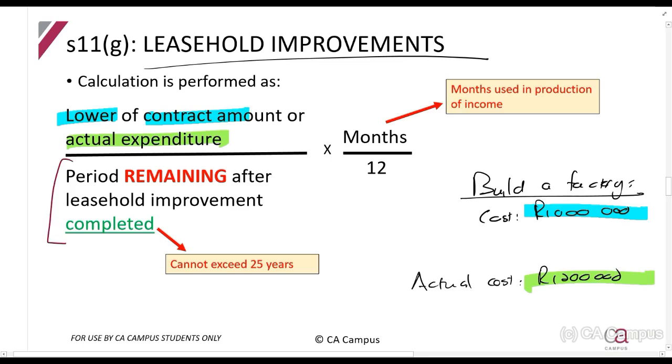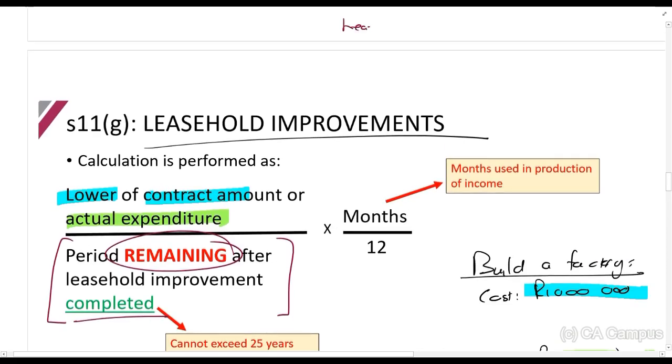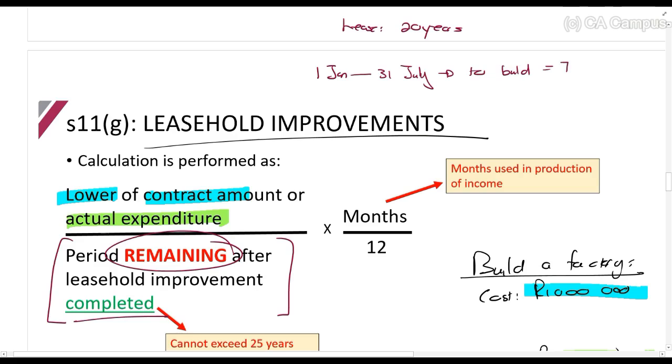Then you must calculate this over the period remaining after the leasehold improvement has been completed. So they'll say to you, the lease is for a period of 20 years. You entered this on the 1st of Jan, and it took you until, let's say, 31 July to build. So Jan, February, March, April, May, June, July. So it took you 7 months to build this place.